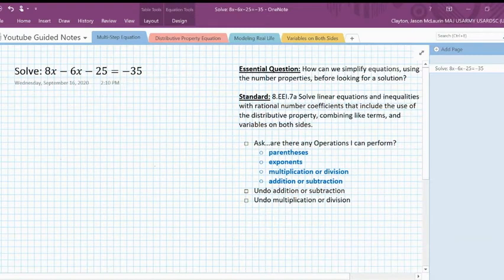Good morning. Today we're going to look at solving multi-step equations and equations with the distributive property. Our essential question for today is, how can we simplify equations using the number properties before looking for a solution? So we want to rewrite the equation 8x minus 6x minus 25 equals negative 35.